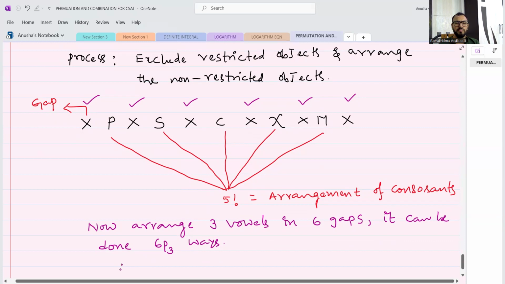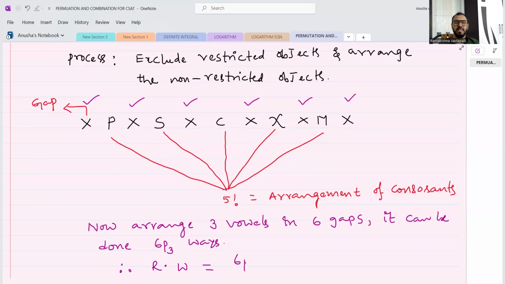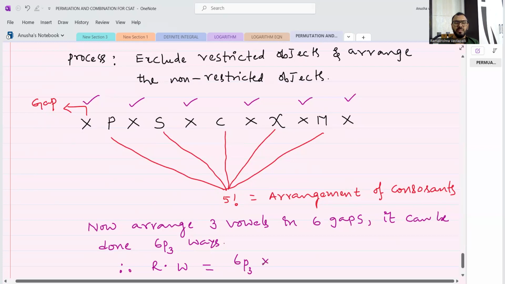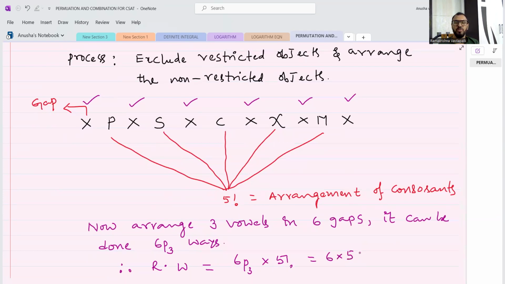So therefore, the required number of ways equals 6P3 into 5 factorial. That's equal to 6 into 5 into 4 into 5 factorial. I leave the simplification.